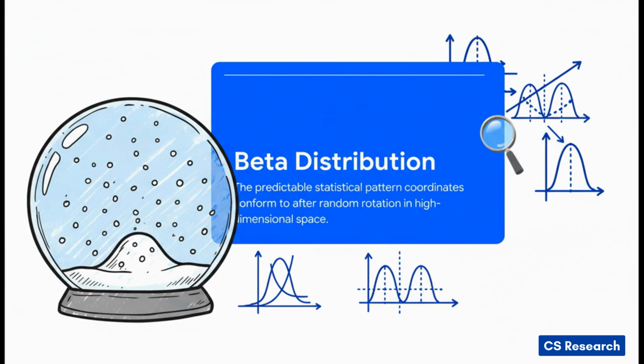But the moment you apply a random rotation, they all snap into place, all conforming to this one known statistical curve. It's kind of like shaking a snow globe, you know? The flakes start out as a total mess, but they always settle down into a predictable pile. That predictability is what lets TurboQuant be so fast and universal.